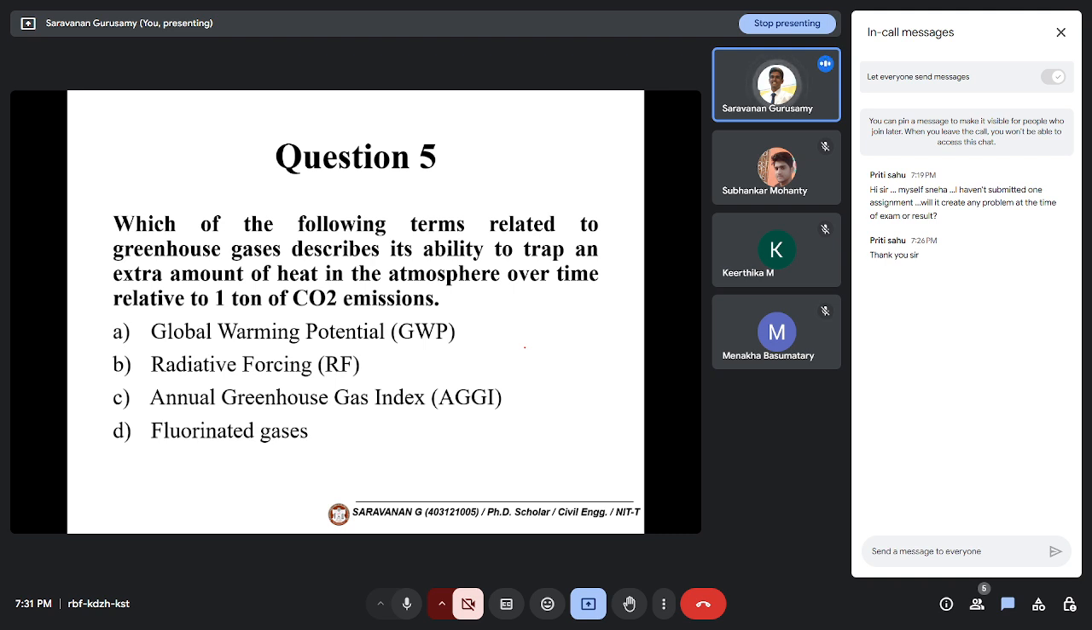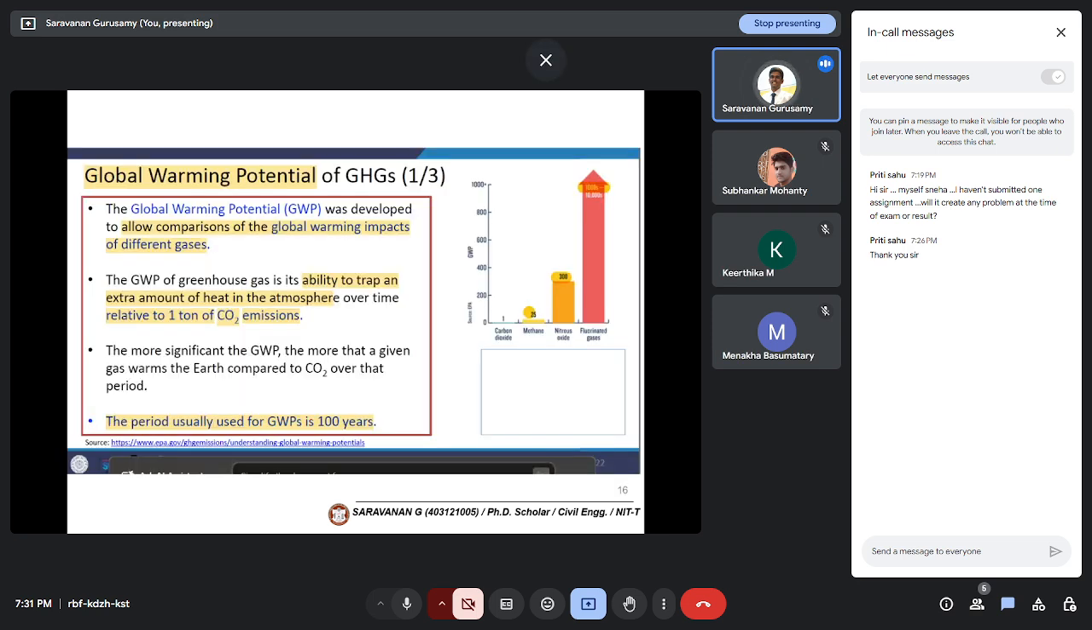So the first one is the definition. What is this definition related to? 1 ton of CO2 can trap heat for a period of 100 years, which is taken as a reference. So it is called the global warming potential. CO2 has a global warming potential of one, methane has 24, N2O has 300, and fluorinated gases, F gases, have 1000 to 10,000. So that is the definition of global warming potential.